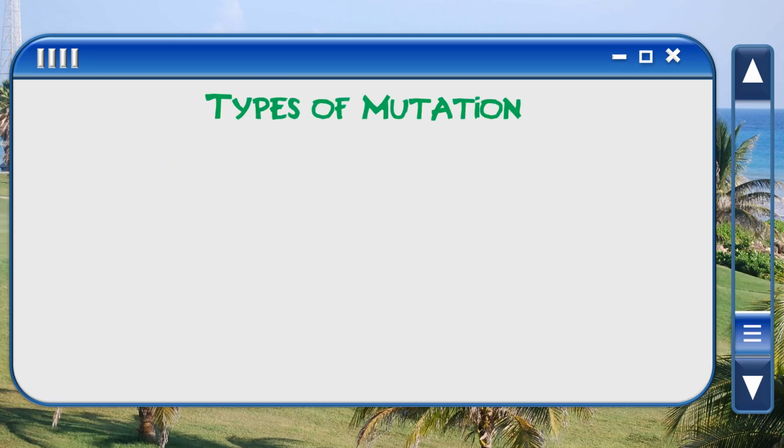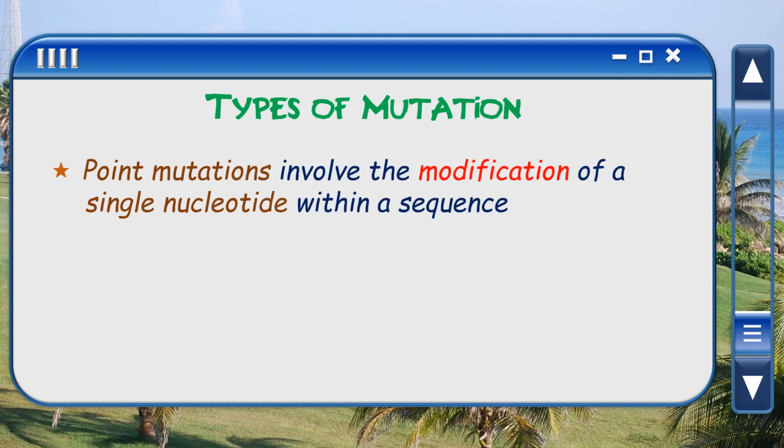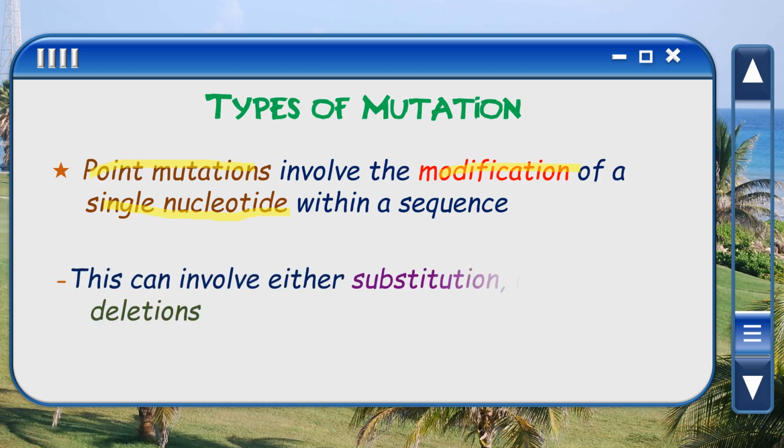Let's look at the types of mutation. We have what we refer to as point mutation. This one involves the modification of a single nucleotide within a sequence. It can involve substitution, insertion, or deletion, and it is modifying just a single nucleotide.